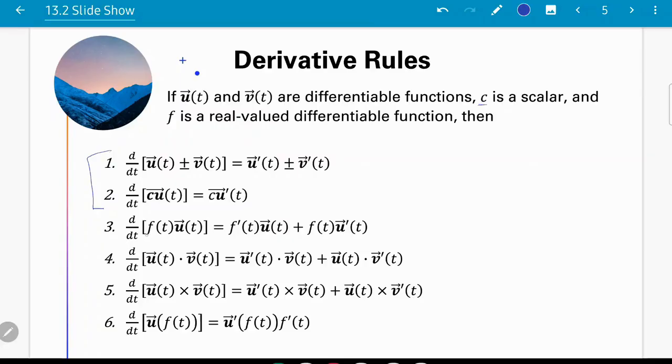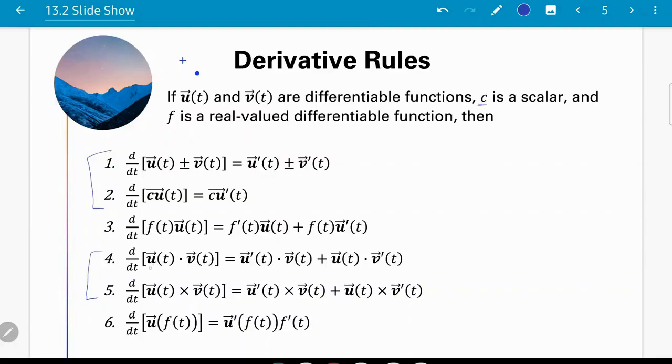Rule number 3: f of t, a real-valued differentiable function, times the vector u of t becomes a product rule just like what you're familiar with: f prime of t times the vector u of t, plus f of t times the vector u prime of t. But there are also 2 additional product rules that involve the dot product.